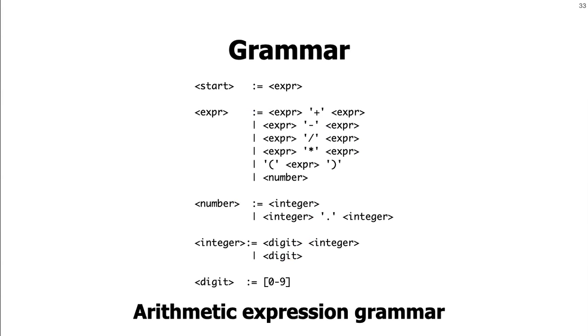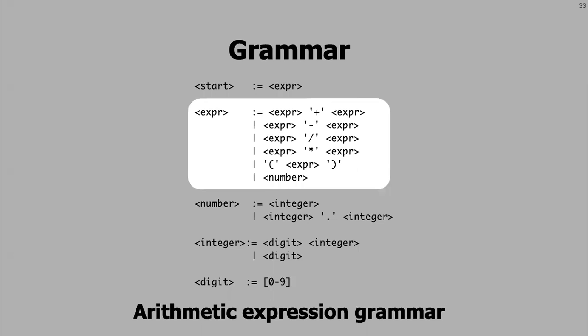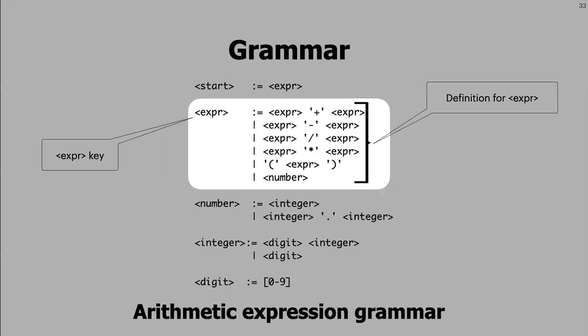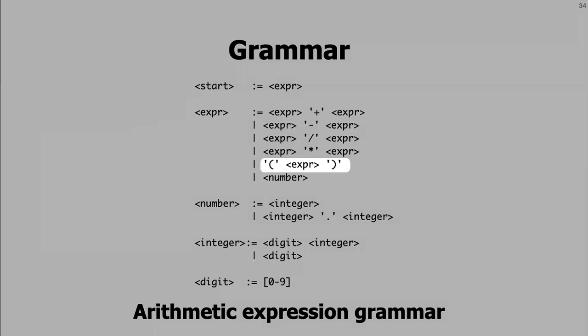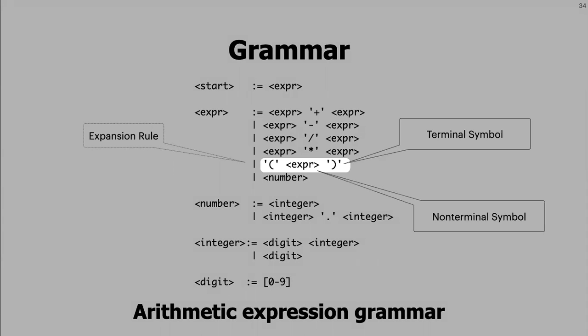So here is an arithmetic expression grammar, which is a context-free grammar. And a context-free grammar is just like a procedure definition in programming languages. We have a number of keys and associated definitions. And each definition contains multiple expansion rules. And each expansion rule defines one way to expand the non-terminal and contains terminal and non-terminal symbols. And each non-terminal symbol in turn has their own definitions. And terminal symbols are simply basic alphabets of the input.